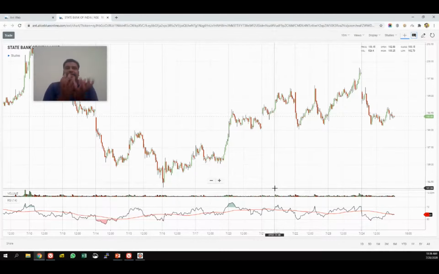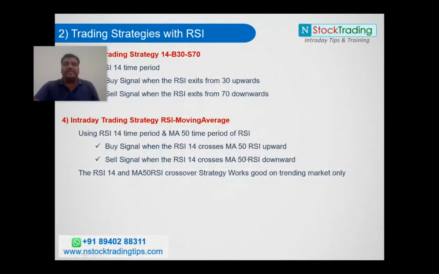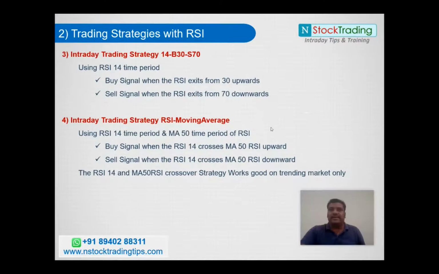You can take the confirmation from other indicators or the patterns so that you are safe. And always remember to have the stop loss modified when the price moves towards the target. Okay, got it. Now I showed you 4 different strategies.